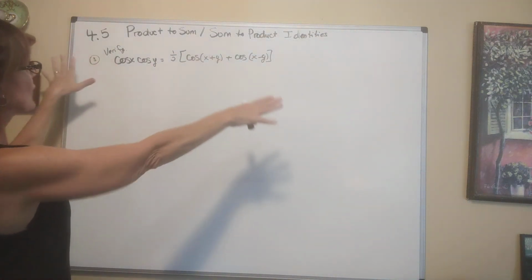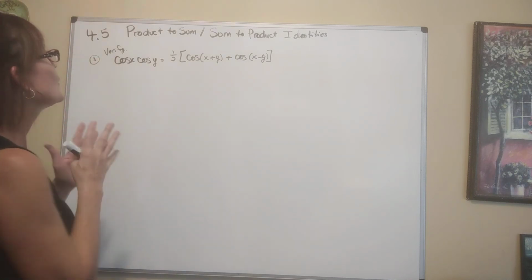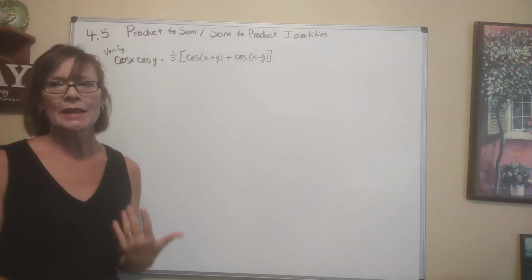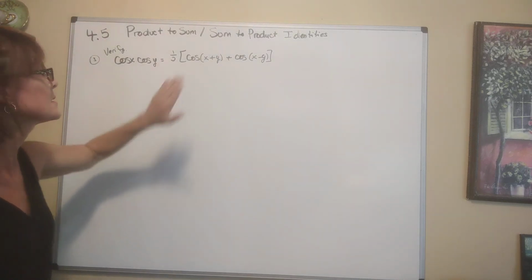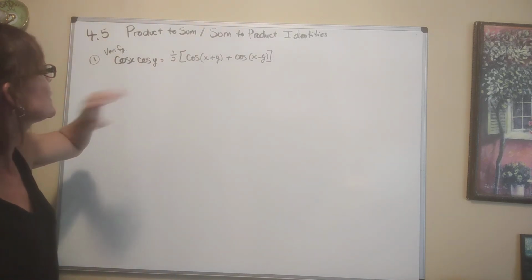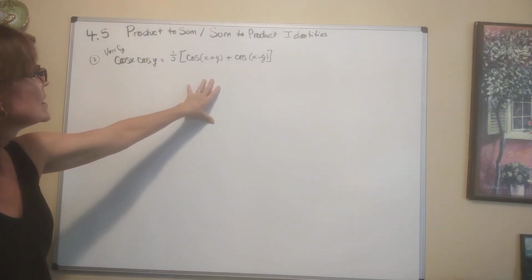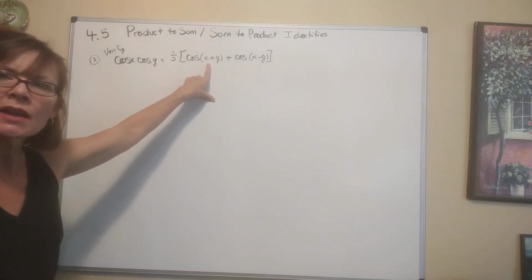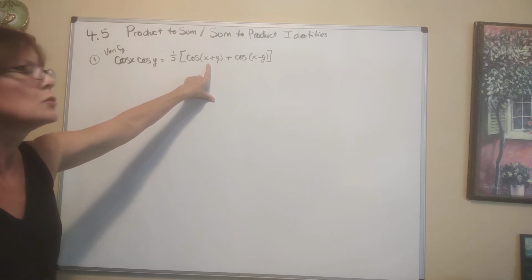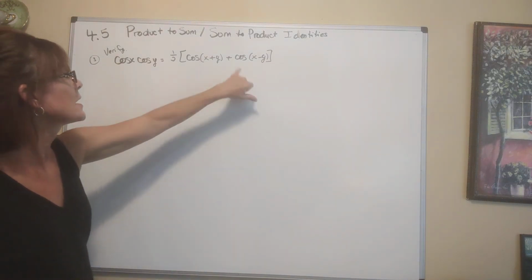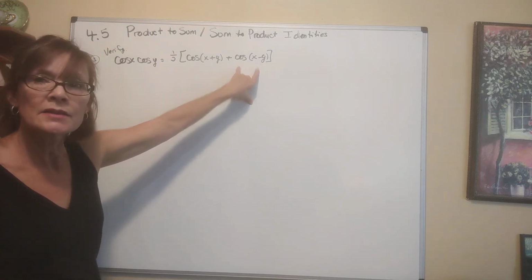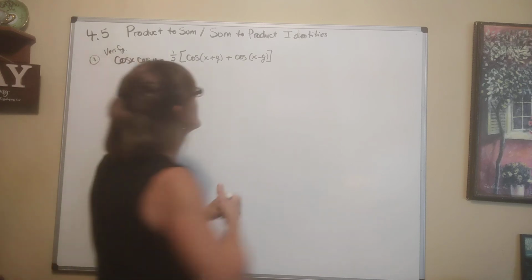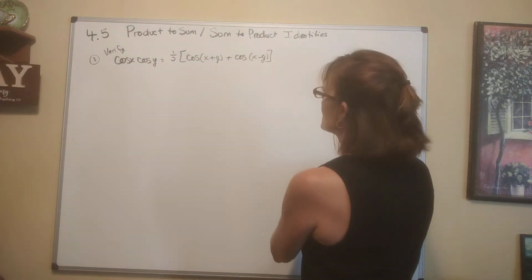If I was going to verify this identity, I would choose to start with the more complicated side, and to me this looks a bit more complicated. So I'm going to start here. That's my choice. What I'm going to do with this is I have learned an identity about the cosine of two angles being added together, and I have also already learned an identity of the cosine of two angles being subtracted. We learned that earlier in this section, the sum and difference identity.